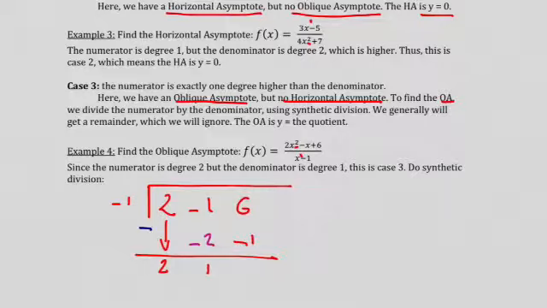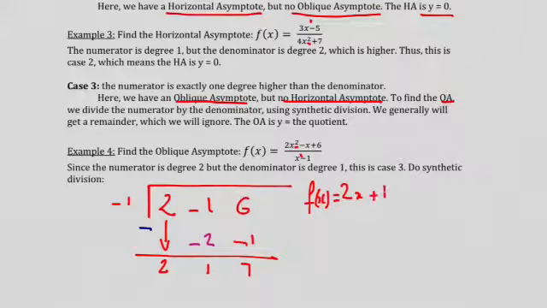And so that means that my f of x is going to be equal to 2x plus 1 plus 7, which is the rest, divided by x minus 1. Okay? And so 2x plus 1 is going to be your oblique asymptote. Alright, 2x plus 1 is going to be your oblique asymptote.